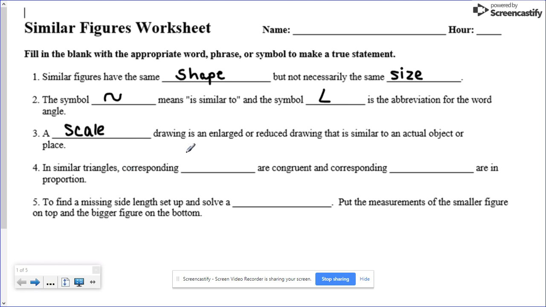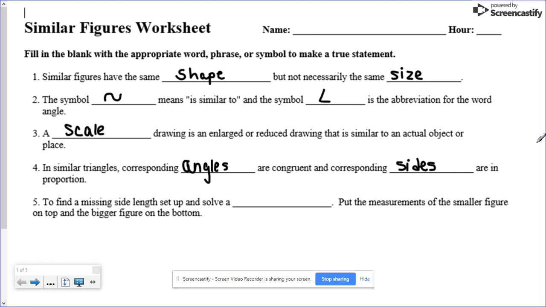And number 4, in similar triangles, corresponding angles are congruent, and corresponding sides are in proportion. That just basically means we've got 2 triangles. All the angles are going to be the exact same angle measure, but your sides could be bigger or smaller. They have to be proportional.